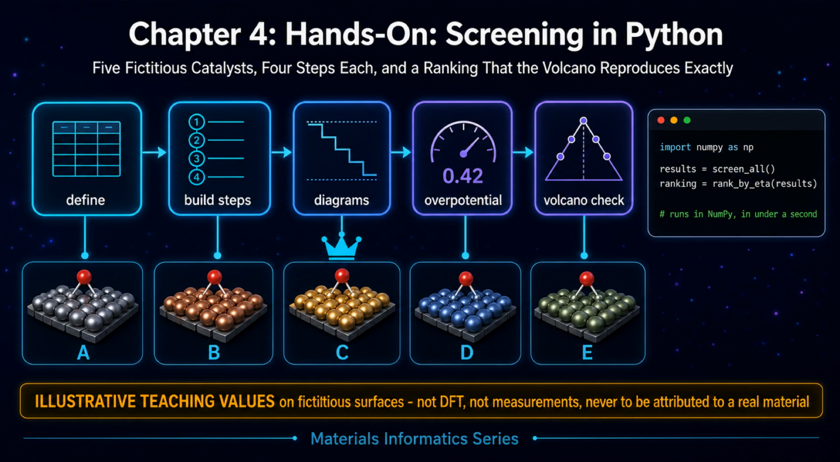Welcome to Chapter 4, Hands-On, Screening in Python. 3 chapters of machinery deserve a machine. This one builds the smallest complete screening pipeline that still contains every logical move a real one makes. Define candidates, compute their intermediates, construct free energy diagrams, extract a performance number, rank, and check that ranking against the cheap descriptor model. It runs in NumPy, in under a second, on 5 catalysts that do not exist.